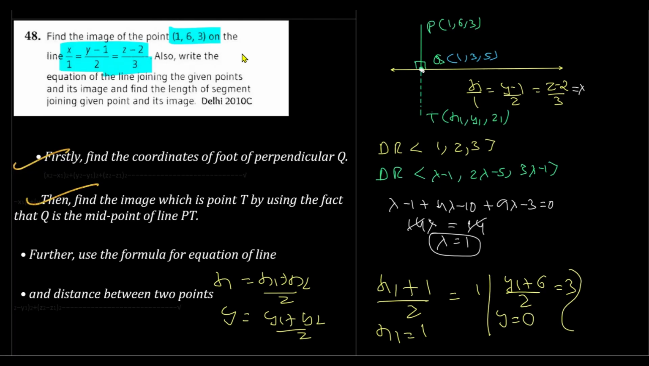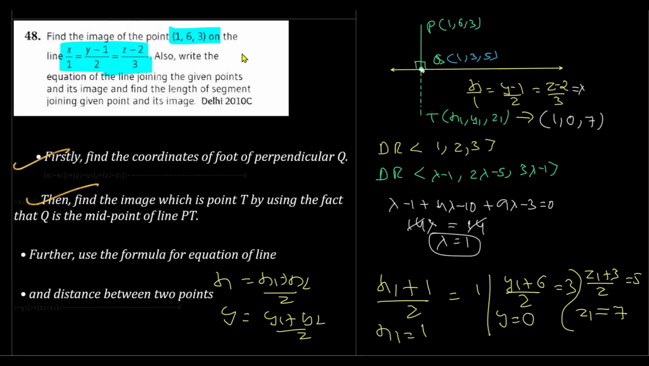And likewise, I'm going to get z. z1 plus z2, z2 is 3 here, divided by 2 will be equal to the z coordinate, which is 5 here. So z1 comes out to be 10 minus 3, right? That is 7. Now check here, we got the image of this point as 1 comma 0 comma 7.